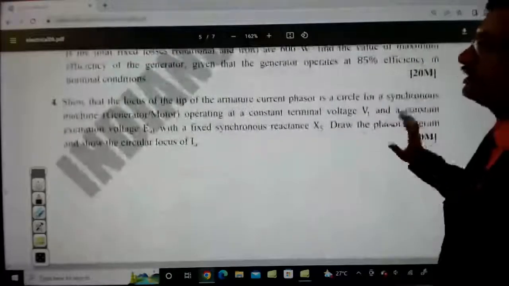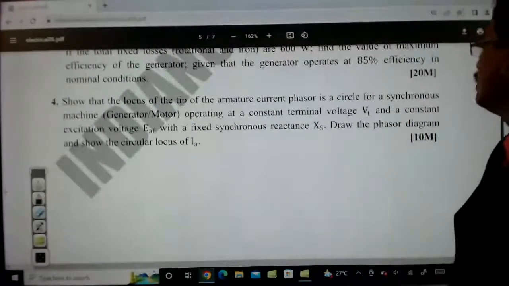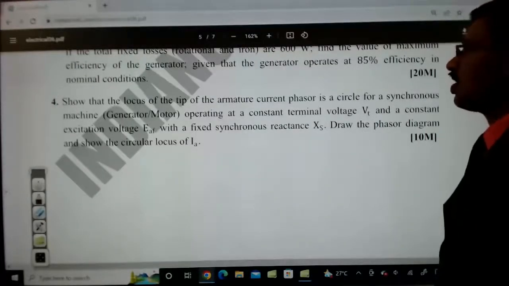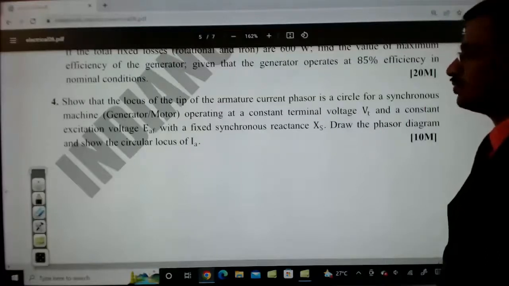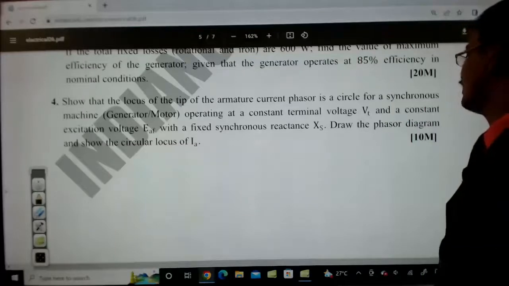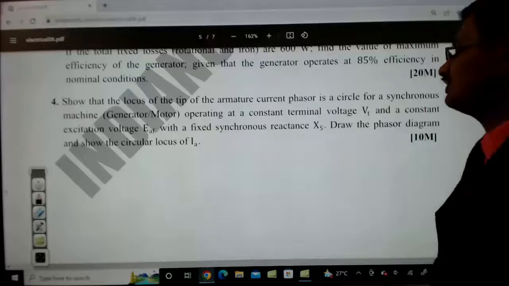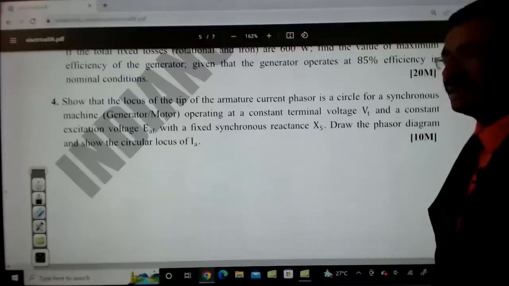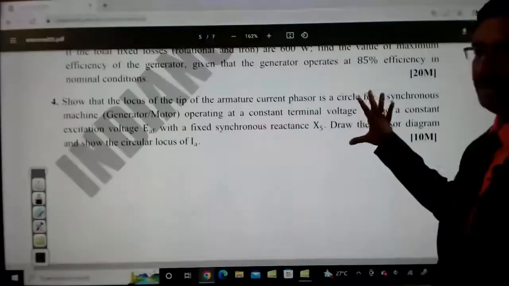And then: show that the locus of the tip of the armature current phasor is a circle for a synchronous machine, either generator or motor, operating at a constant terminal voltage Vt and a constant excitation voltage EAF with a fixed synchronous reactance Xs. Draw the phasor diagram and show the circular locus of IA. There is a popular terminology, the circle diagram of a synchronous machine. So that is a standard question, right?